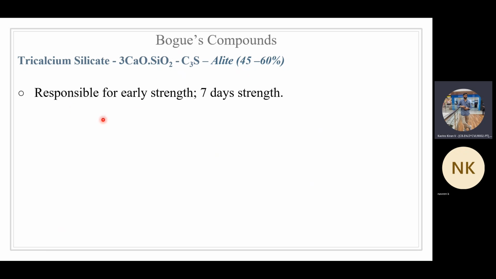It is responsible for the early strength. Whatever strength you get at the end of 7 days is majorly because of the presence of the C3S compound. So the composition of C3S in the cement should be 45 to 60%. And the size of the C3S compound will be 20 to 50 micrometers, so it's a very, very small size.